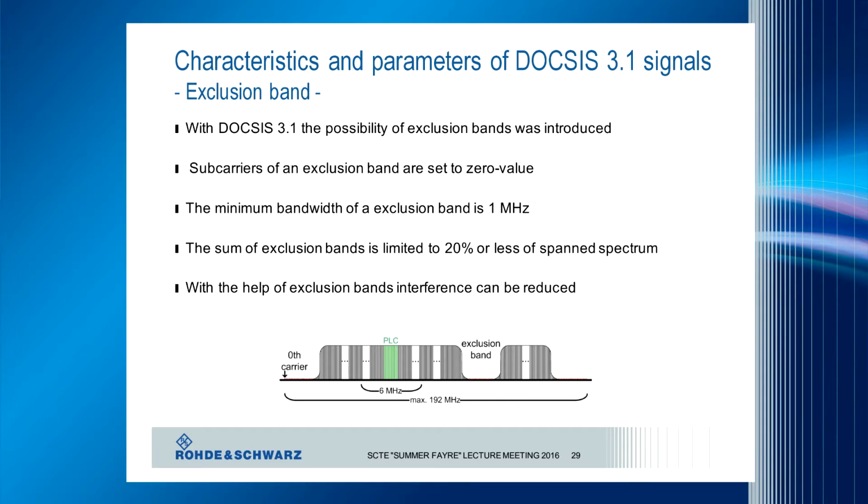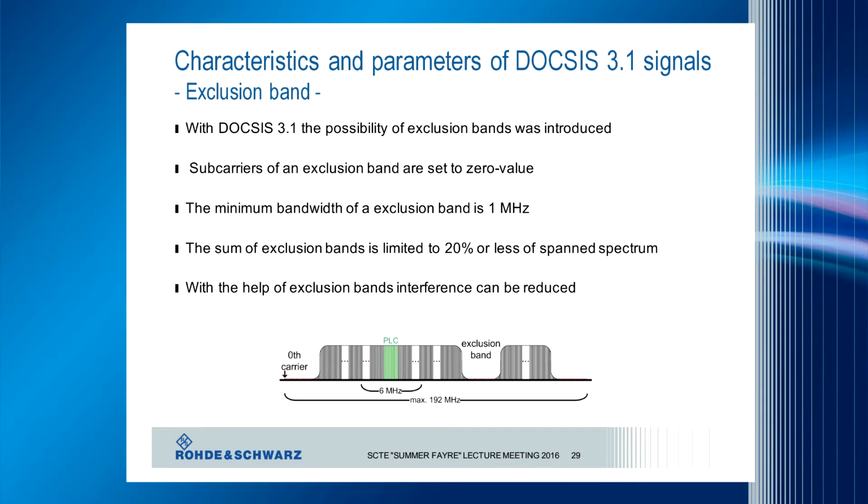The next part, which should be explained, is the interesting thing, the exclusion band. So what does it mean? With the DOCSIS 3.1 standard, it is now possible to define ranges where the carriers can be switched off. Why? Sometimes you have to deal with interference with other signals. So there's a possibility to switch off some carriers to avoid serious problems. But sometimes it's also possible to switch off dedicated carriers to avoid any problems with ATC signals or other signals, LTE, whatever, which maybe interferes with your network or vice versa.